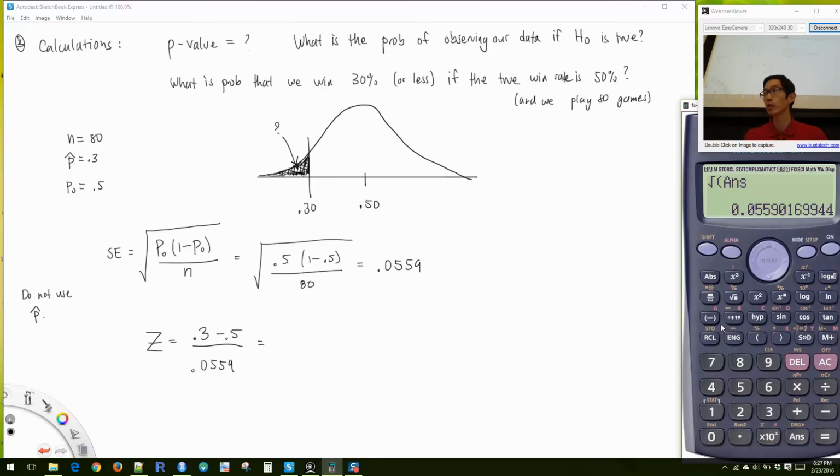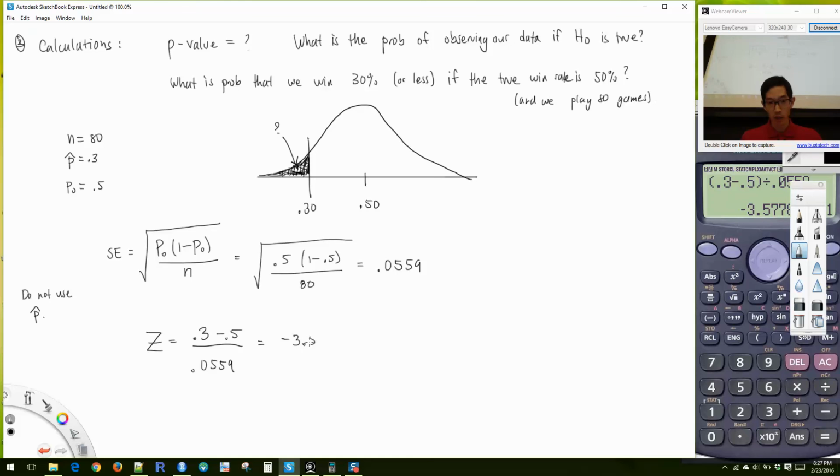Is that good with everybody? So I'm going to have 0.3 minus 0.5 divided by 0.0559, and I get negative 3.58. Yeah, and now we look it up at the table. But based on this, does this seem like an extreme z-score?